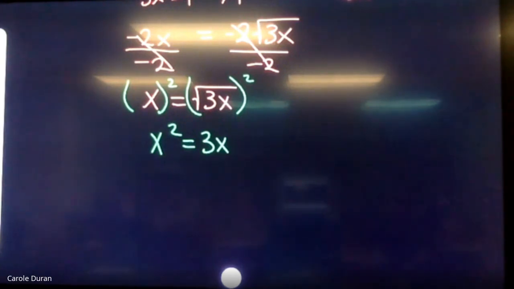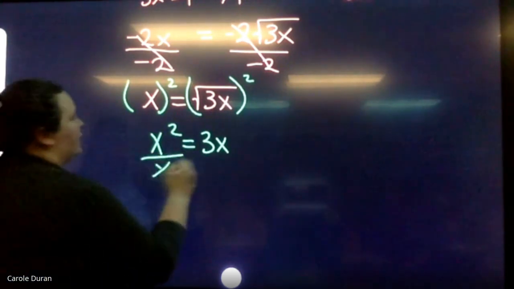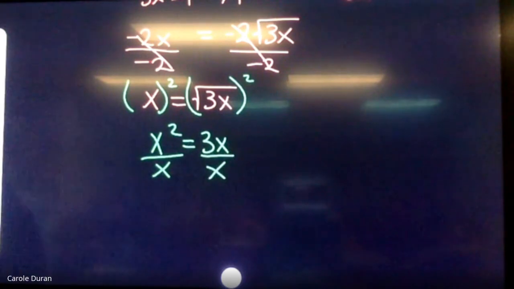There are two ways that we could solve it from here. We could divide each side by x because that's 100% okay. Or we could move the 3x over to the left-hand side and factor it like a quadratic and then set each of those parts equal to 0. Which one would you like to do? I like dividing by x as well. So we're going to divide both sides by x. The good news is if you had done it the other way, 0 would have been an extraneous solution anyway. So still comes out the exact same.